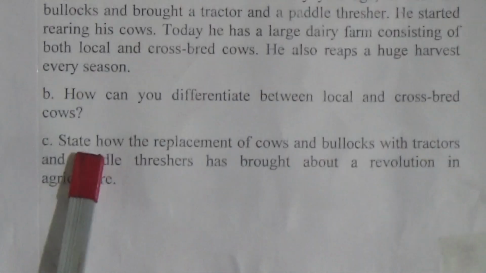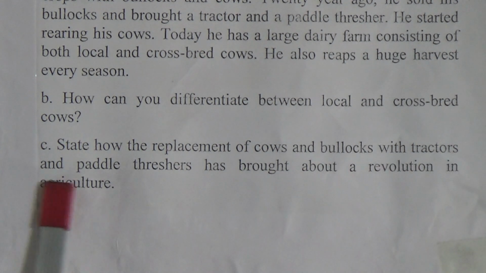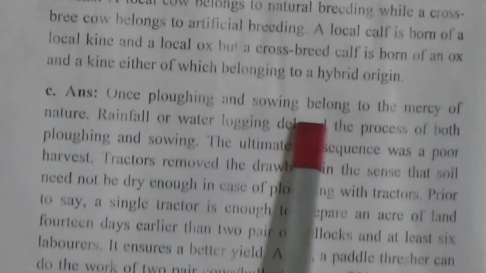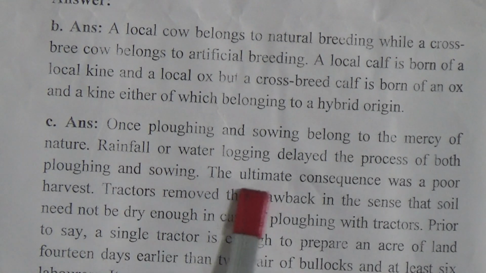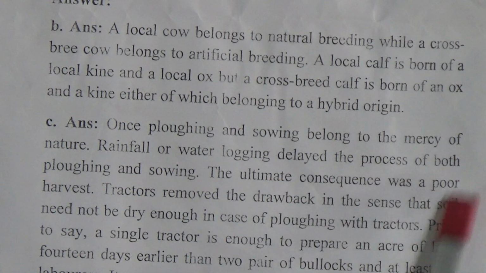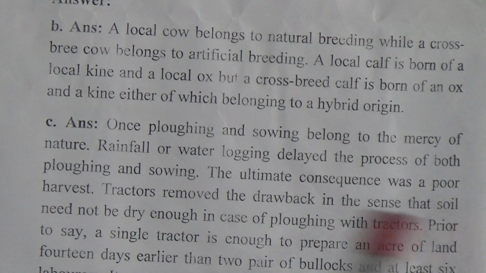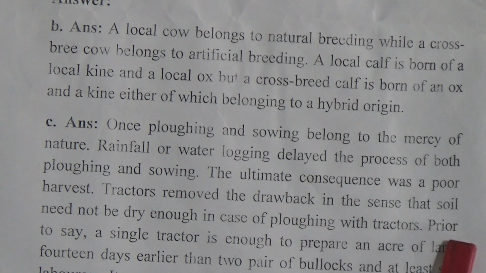Okay, now question number C. State how the replacement of cows and bullocks with tractors and pedal threshers has brought about a revolution in agriculture. Once, plowing and sowing were at the mercy of nature. Rainfall or waterlogging delayed the process of both plowing and sowing. The ultimate consequence was a poor harvest. Tractors remove the drawback in the sense that soil need not be dry enough in case of plowing with tractors.